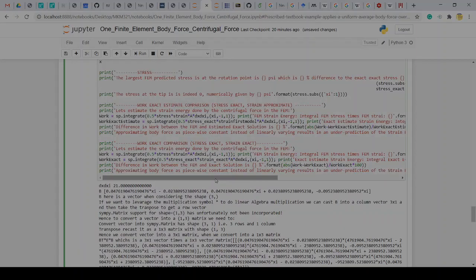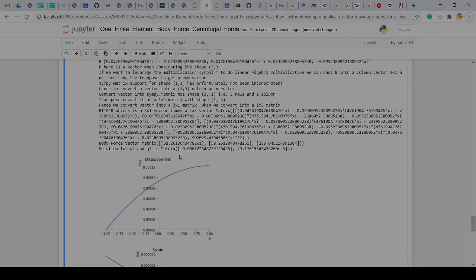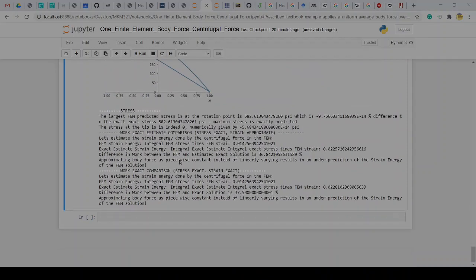Now let's make sure everything is prepared. Let's look at what the works look like. The estimated strain energy done by the centrifugal force in the FEM. Look at the strain energy here: 0.014 versus 0.2257. We are underpredicting the strain energy by 37%. That's significant. So our structure is seeing 37% less energy in the finite element approximation than what we would expect to see from the estimated exact solution.